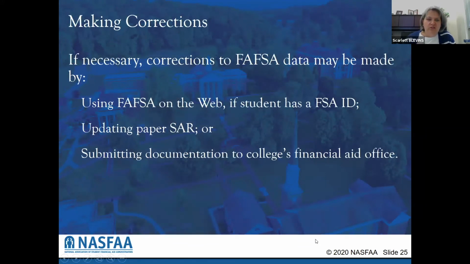If you're making corrections, that can be done on FAFSA on the web. The student has the FSA ID, so they can log back in there. If you have a paper student aid report, you can update it and mail it in, but it's going to take longer. You can also submit the documentation to the college's financial aid office so we can input that information as well. Normally, if we need anything, we'll ask you for that information, but reach out to us first for the corrections, and then we can see what we need to help make those corrections for you if need be.